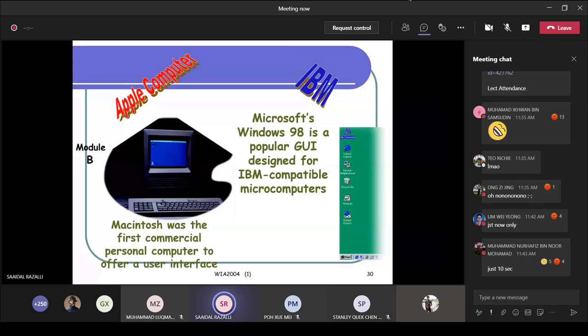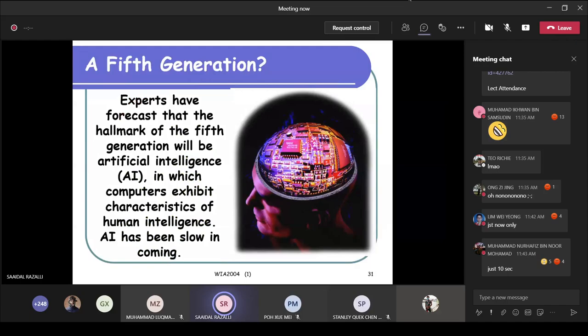And then you have IBM, this is Apple computer, and then you have IBM that used Microsoft Windows. I think the first GUI for Microsoft is Windows 95, which was very difficult to connect to the internet, by the way. But Windows 98, I don't think you have ever experienced using a dial-up. Windows 98 Pro provided that function, dial-up modem. So we are still in the fourth generation.